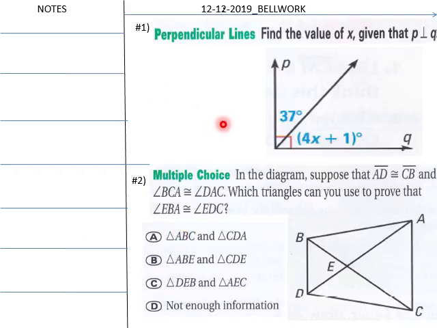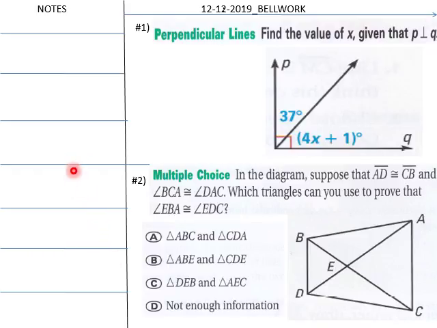And teachers, here's the bell work for today. Give your students 5 minutes, find the value of x, given that P is perpendicular to Q. Then down here in the diagram, suppose that AD is congruent to CB and angle BCA is congruent to DAC. Which triangles can you use to prove that angle EBA is congruent to EDC? So that's going to take some time to untangle those. Give your students 6 minutes to do this.